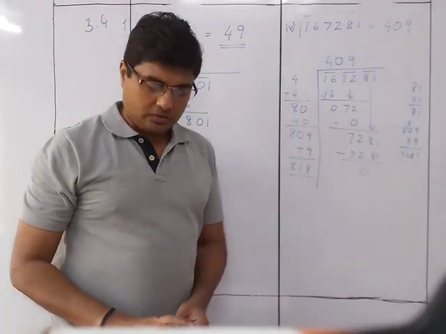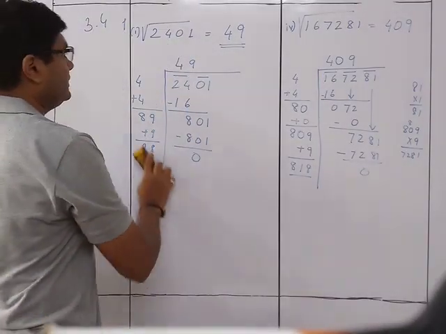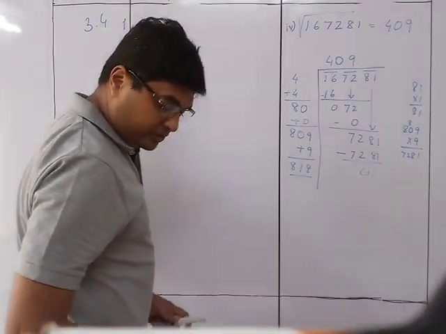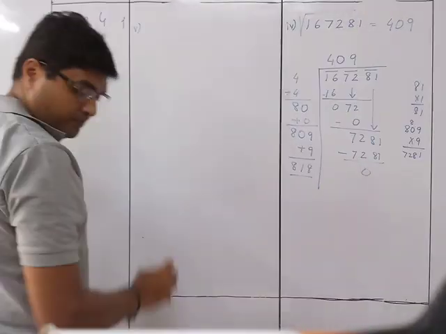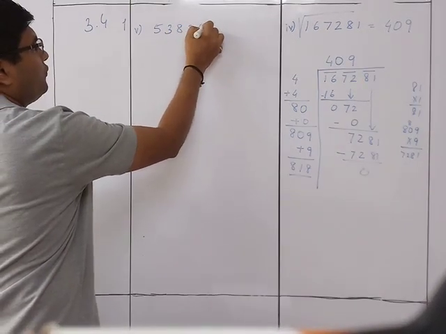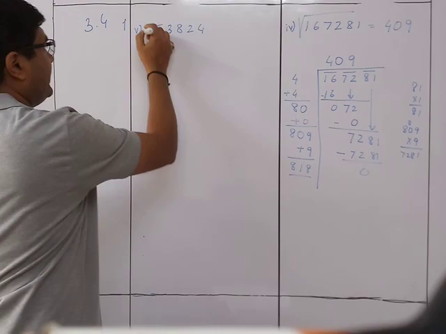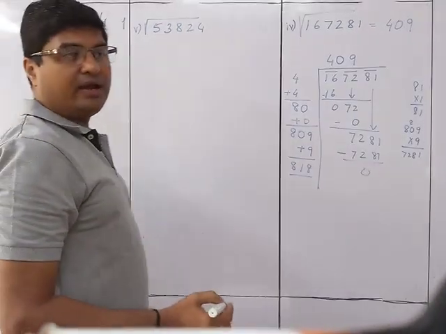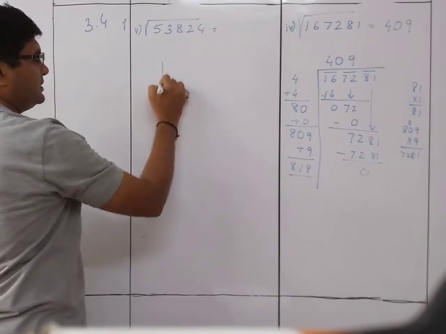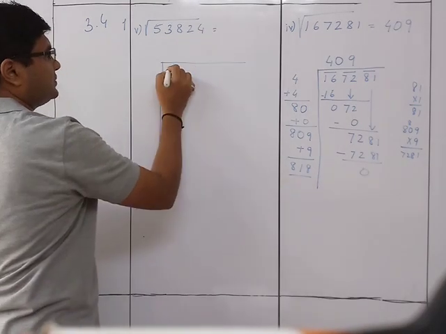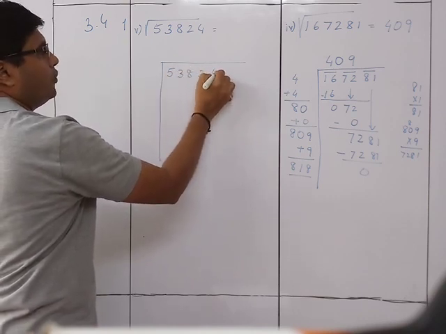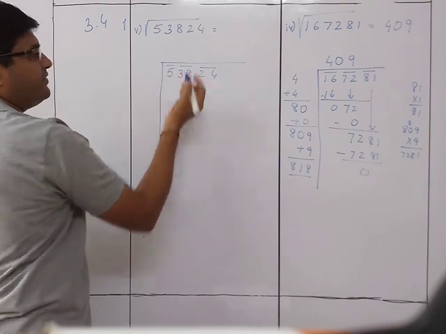Are we clear with this? Okay, we see the next question. Question number 5 is 53824. We want to find out the square root of 53824. So we see over here as first thing the number is like this, 53824. Taking pairs, you will find that 5 is remaining alone.